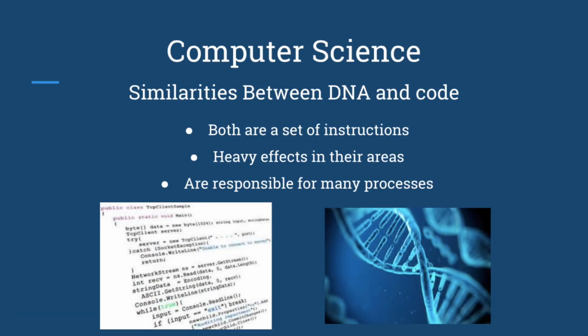It's much like computer code in that both are a set of instructions. They also have both heavy effects on their environments. DNA provides the instructions for everything going on around it, and code also has instructions to be performed by a machine that may have an effect on other files and even hardware.